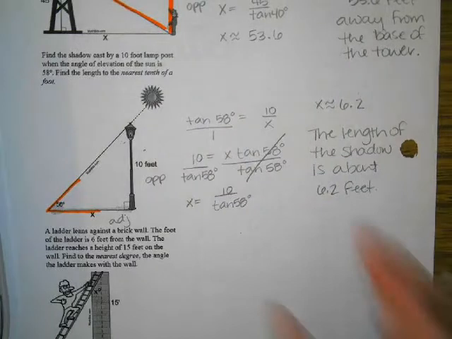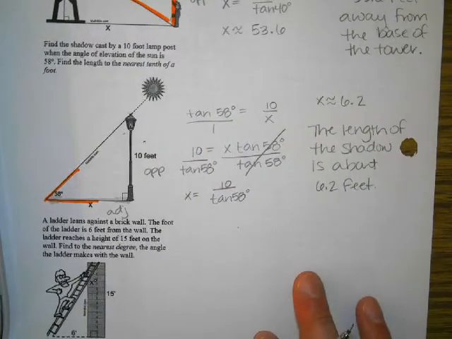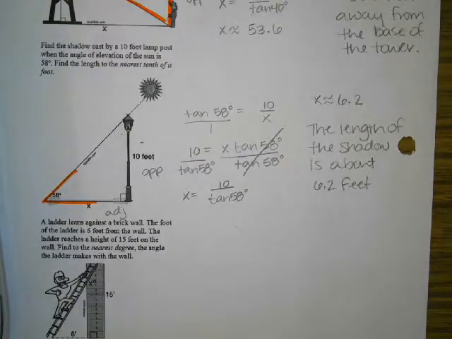Does anyone know why I keep using the word about? Why don't I just say it's 6.2 feet? So you rounded it. Yeah, I rounded. I'm using an approximate answer, not an exact answer. Good. Yep, I'm using approximate.